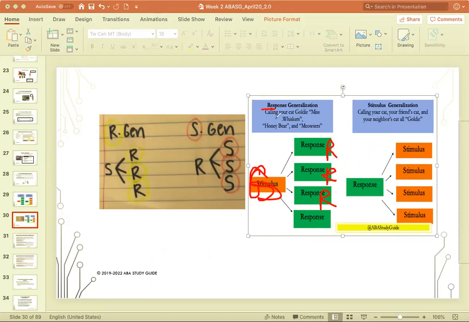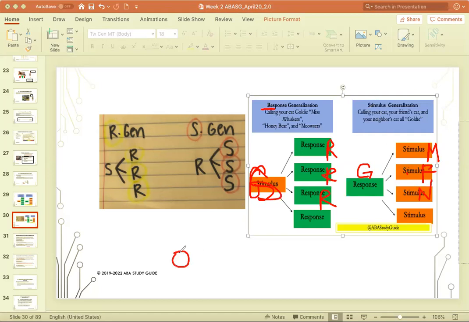Same question here. For stimulus generalization, calling your cat, your friend's cat, and your neighbor's cat all Goldie, I have my cat, I have my friend's cat, and I have my neighbor's cat, but it evokes only one response, which is cat or Goldie, therefore that's stimulus generalization. A lot of S's, it's stimulus.